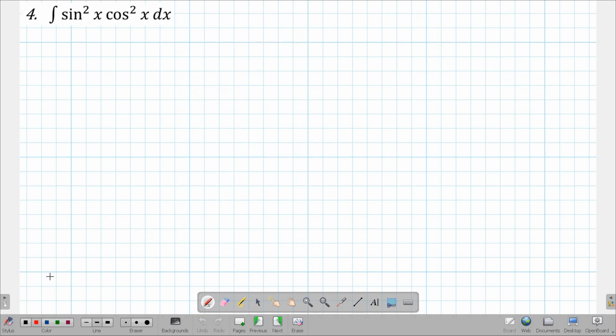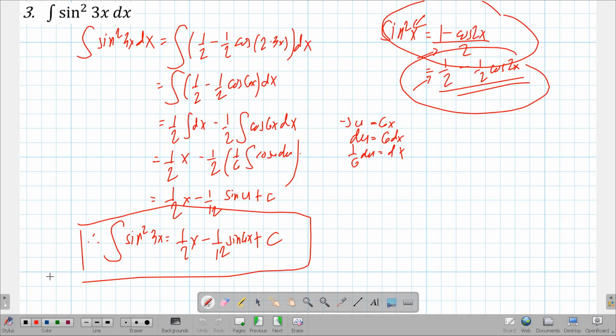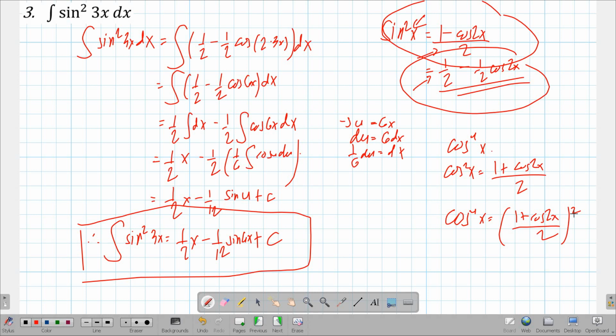The same goes if we have products of these powers. Here, we have to change the even powers into these power reducing formulas. Even if the power is a bit higher, for example, sine to the fourth, let's go back here. For example, if you have a cosine to the fourth x, since cosine squared x is equal to 1 plus cosine 2x over 2, then cosine to the fourth x will become equal to 1 plus cosine 2x over 2 squared. So take note of that if you deal with higher even powers for sine or cosine.